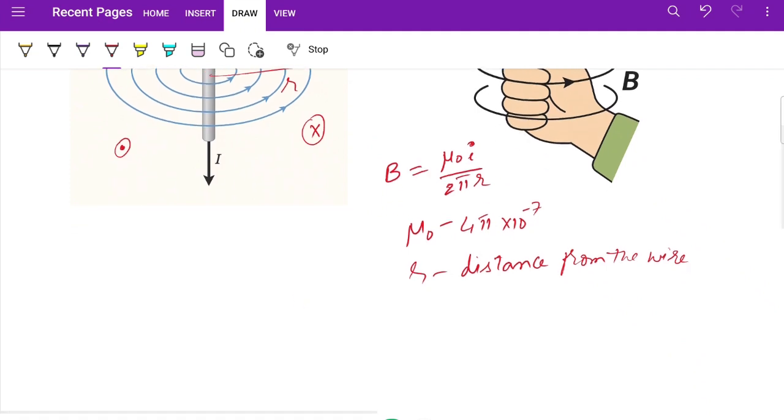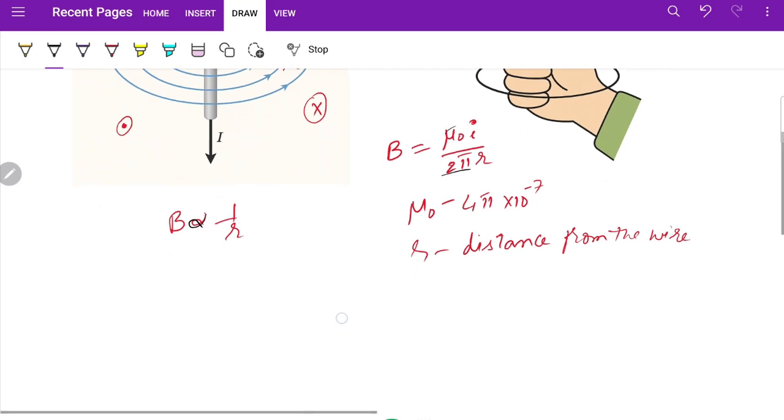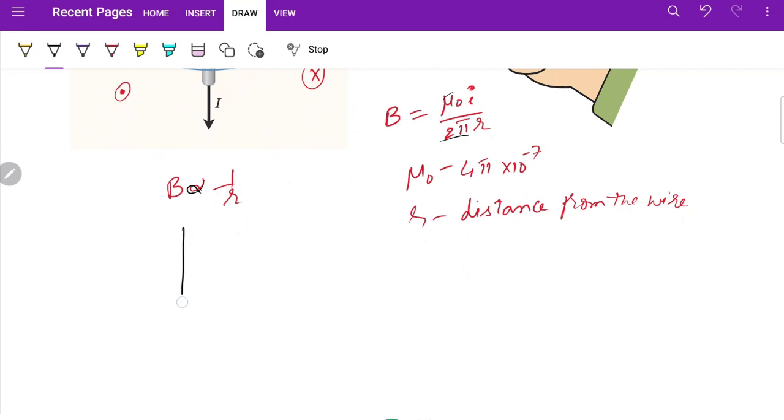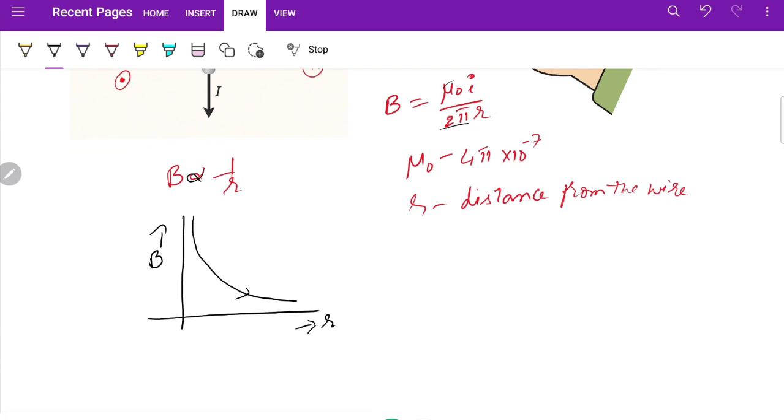And if you observe here, what is the relation between B and distance? It is 1 by r. Here mu naught is a constant, 2 pi is constant. So there is an inverse proportionality between magnetic field and radial distance. If you draw the figure, it will appear like this. Taking radial distance on the x-axis and magnetic field on the y-axis, the graph will look like this. Why? Because there is an inverse relation between magnetic field and the distance.